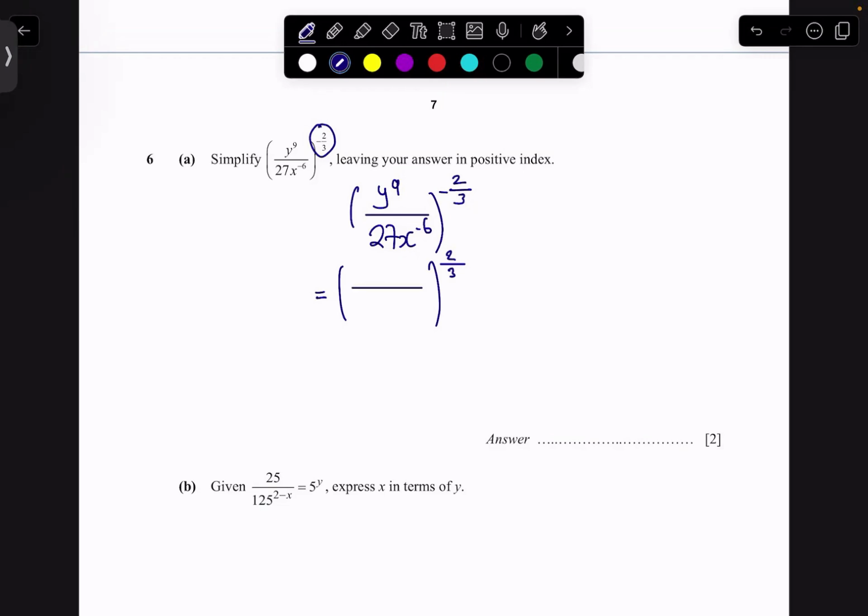So what will happen is that everything inside will flip. I don't care what is inside, I just flip it first. Now the second thing that caught my eye would be the negative part inside. Negative indices are only in two positions, whether they exist as a numerator or denominator. Based on this rule, a to the power negative m equals 1 over a^m. So what happens to x to the power negative 6?